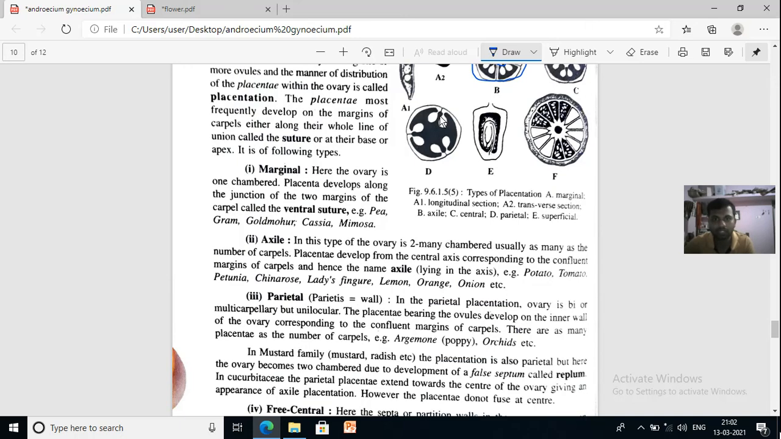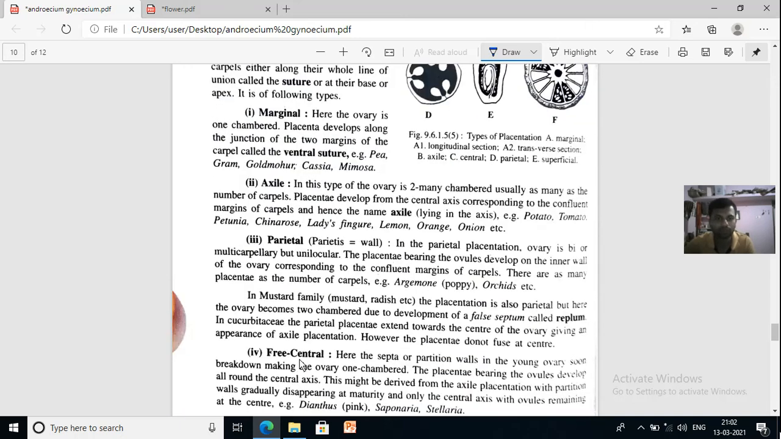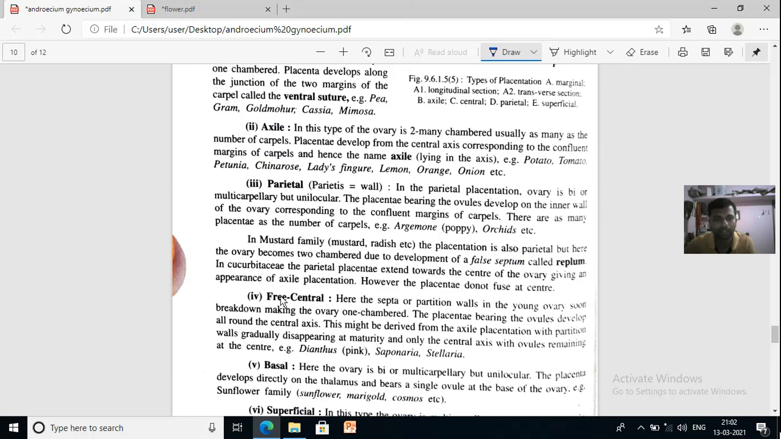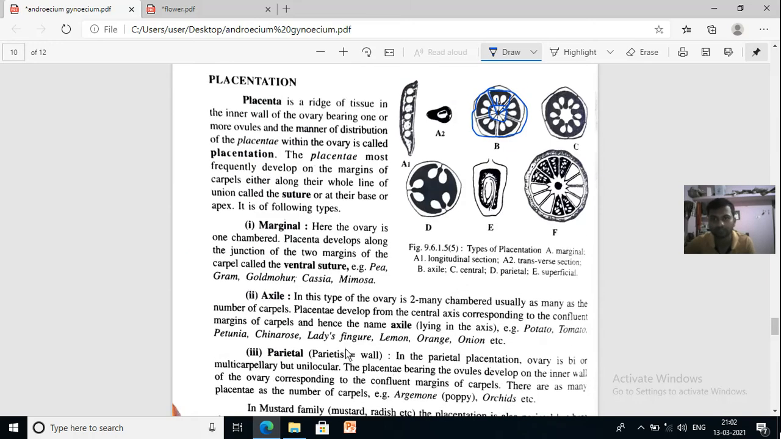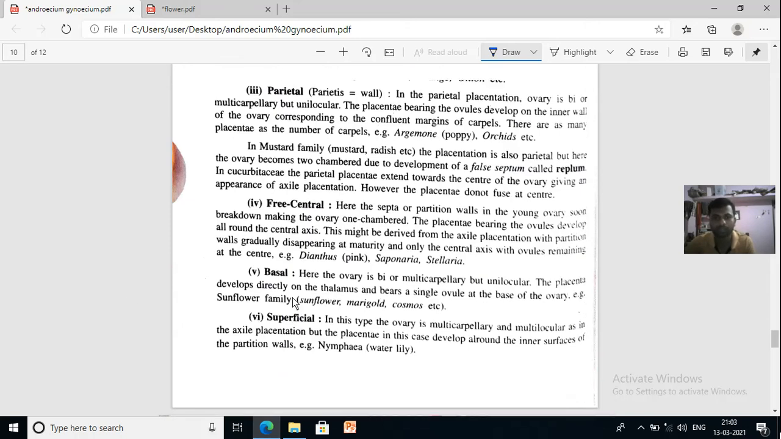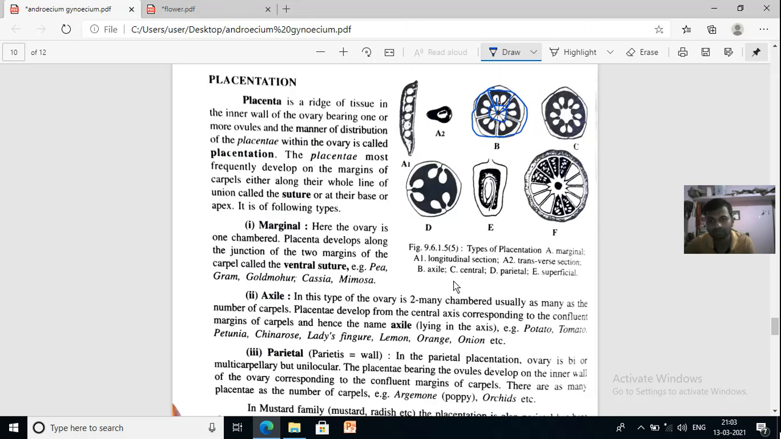The ovules develop from the periphery. Now come to the free central. Here the septa or partition walls in the young ovary break down, making the ovary one chamber. Free central and basal: here the ovary is bi- or multicarpellary but unilocular. This is about basal placentation.